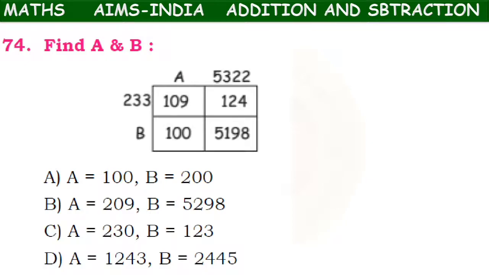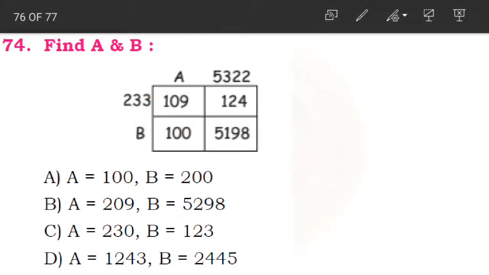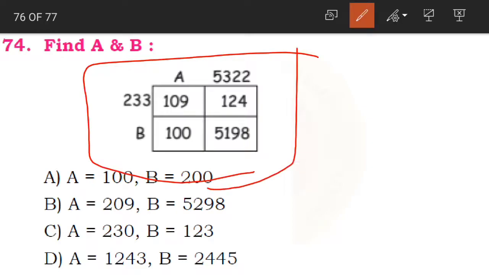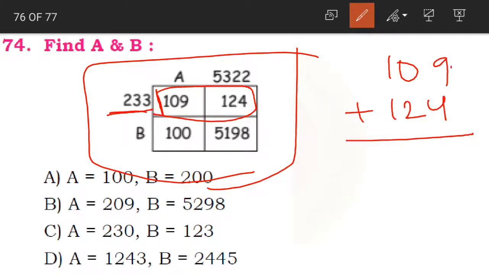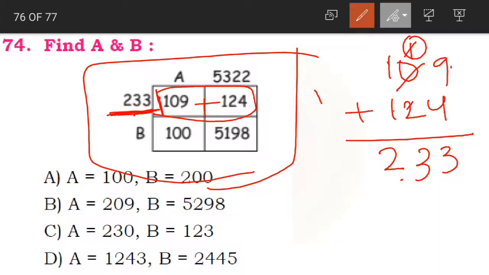Clear children? Coming to the last question for today. Find question number 74. Find A and B. If you look at the table here carefully, see here it is written as 233. What is the 233? It is the sum of these two numbers, 109 plus 124. 9 plus 4, 13. 3 here 1 carried. 1 plus 0, 1. 1 plus 2, 3. 1 plus 1, 2. Yes. So when we add these two numbers, we get 233.